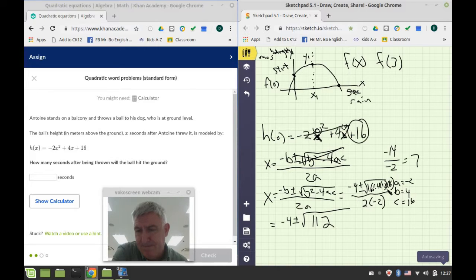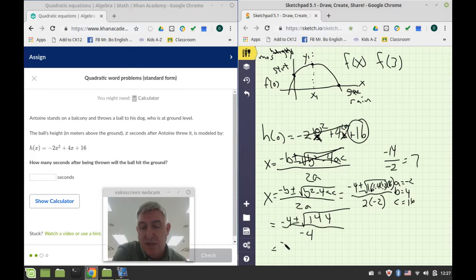Is that right? Oh, it's not right. Okay, so this is a 2, 4, 2, 8. 8 times 16 is 128, plus 16 is 144. There we go. Okay, divided by 2a, divided by negative 4. So now I've got square root of 144 is 12.